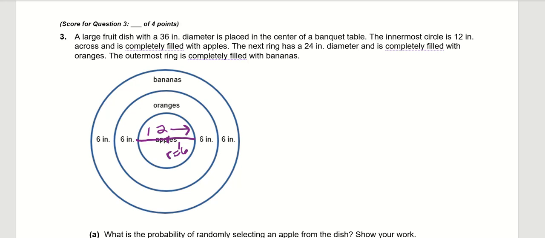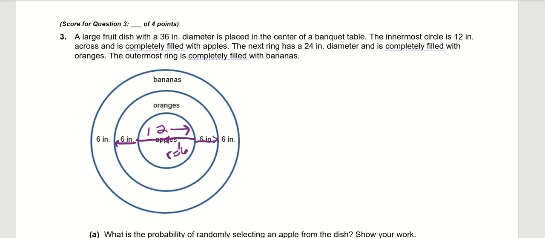The next ring has a 24-inch diameter and is completely filled with oranges. So that's going to be here to here. So 12 plus 6 plus 6 is 24. And the outermost ring is completely filled with bananas. So we want to know the probability of randomly selecting an apple from the dish. All right, so let's start by calculating the area of the circle that has apples.